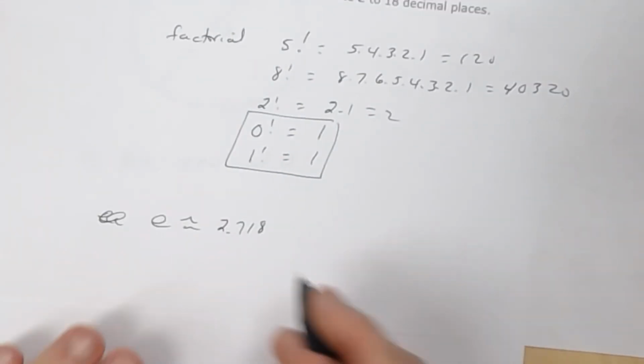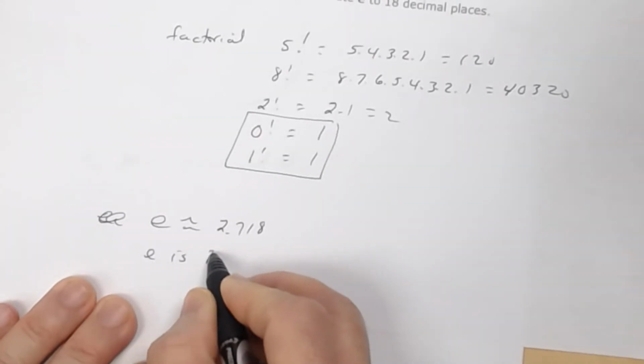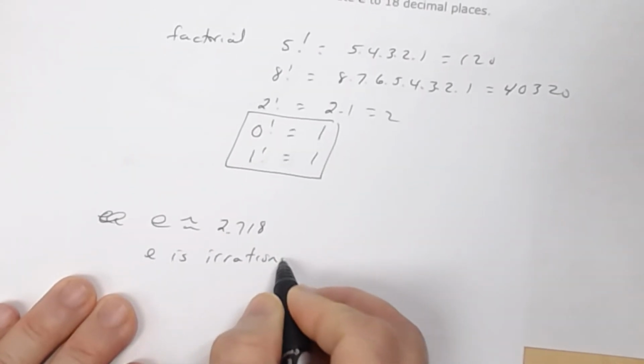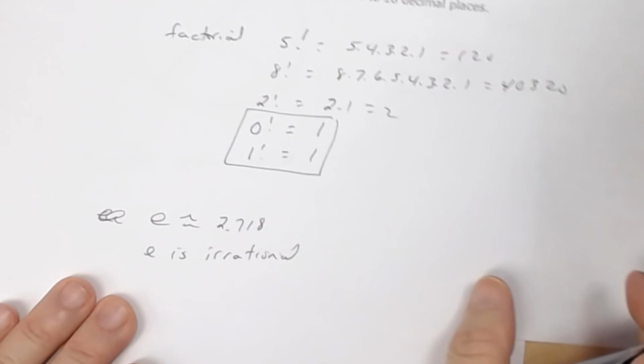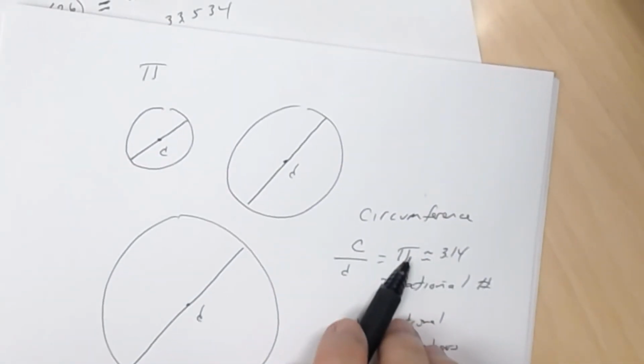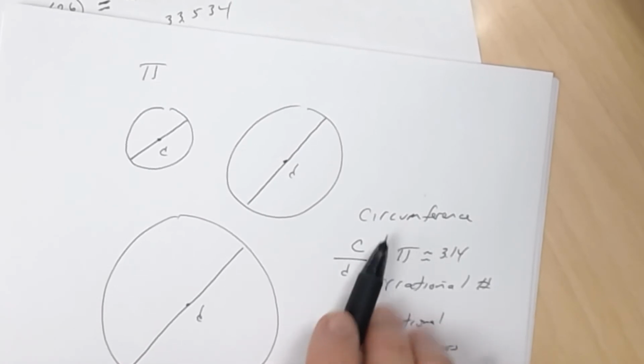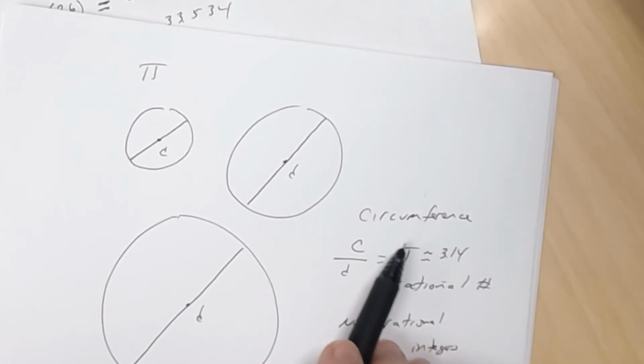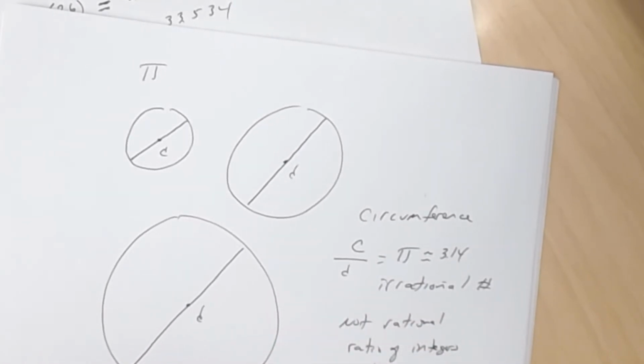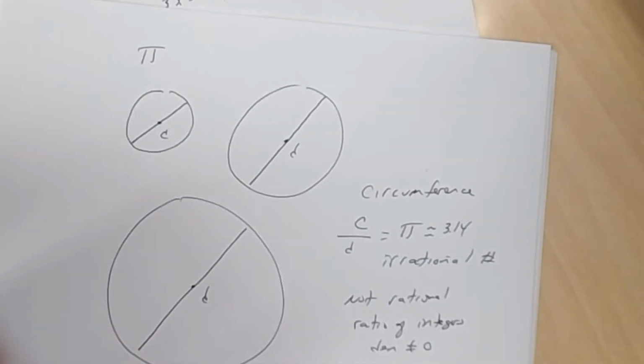Okay, and you also need to know that e is irrational. That's an irrational number. So that's why we use the letter e, just like we used the Greek letter pi for the ratio of the circumference to the diameter. All right, now let's go back.